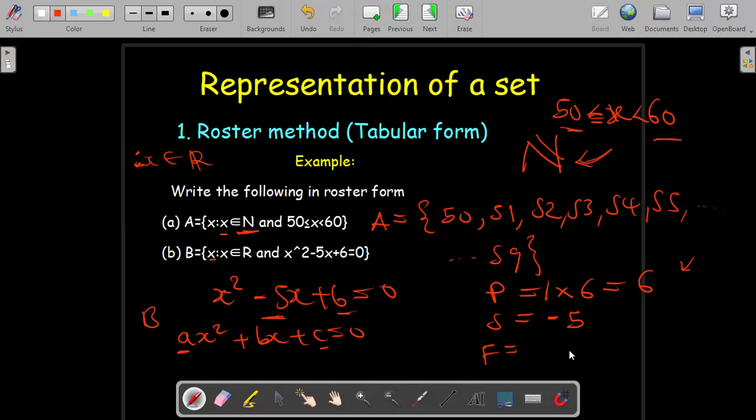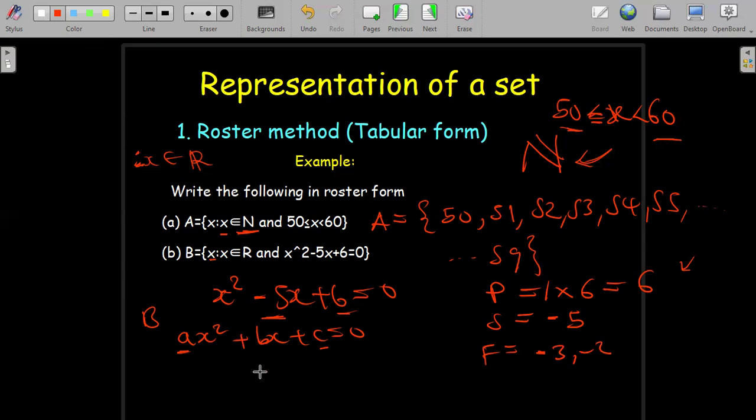Okay, so the two numbers that we're talking of are -3 and -2. When we add these two, we get -5. When we multiply them, we get a positive 6. So now we just replace there. We have x squared, then minus 3x, then minus 2x, plus 6, equal to 0. So this is what I have in the first part.